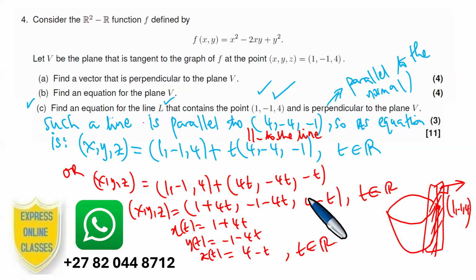And now we're told that the line that contains the point is perpendicular to the plane. So a line that is perpendicular to the plane is going to be like the normal, because they are both perpendicular to the plane. So this line and the normal are parallel. To find the equation, we need one vector that is parallel to the line, which is the normal, and the normal vector is (4, minus 4, minus 1). And this particular line passes through (1, minus 1, 4).